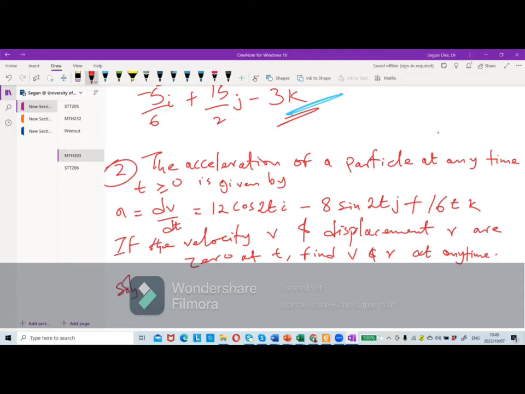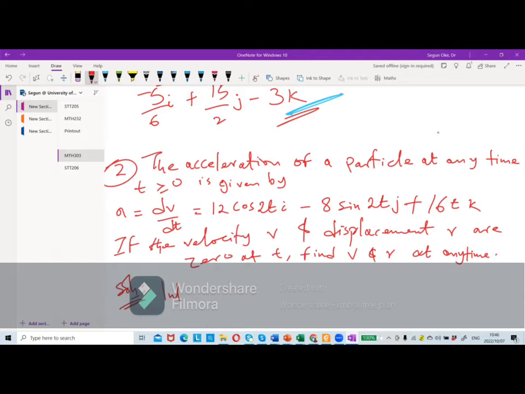So the solution is very simple. Let's look at integration now. Can we try the integration? Can you integrate this one? Any of us? Can we try it? It is 12 divided by 2 sin 2t i.